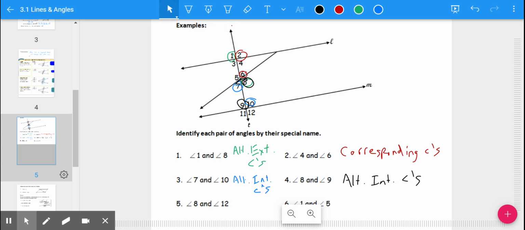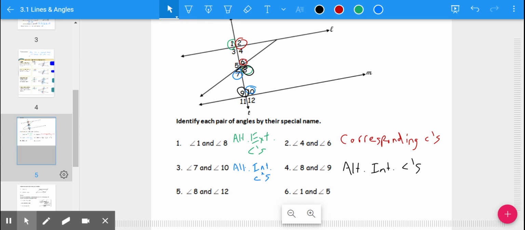All right, we got 2 left. 8 and 12. So here we go, dealing with 8 again. Say we got 8 and 12. Those are in the same spot on those two intersections. So those are just corresponding angles.